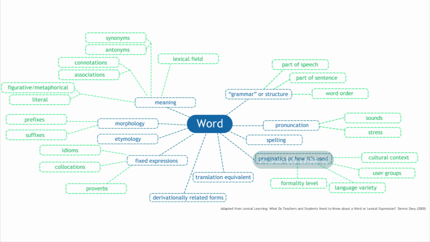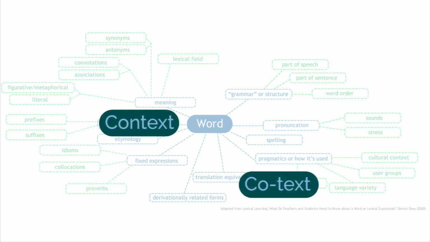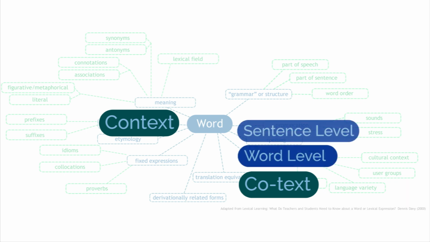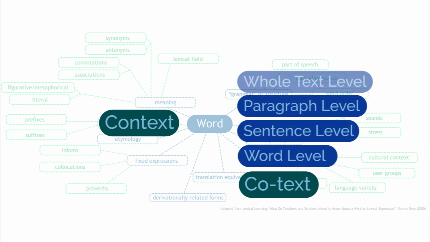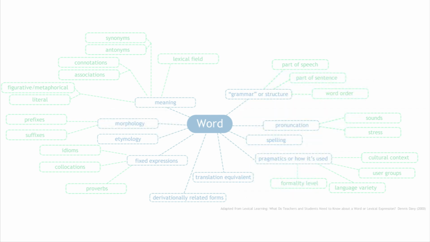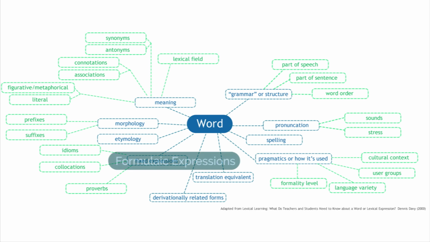Words don't stand alone, and when we teach a language, we don't teach words out of context. Context and cotext is very important: the sentence, the paragraph, the whole text around this new language. We also have many formulaic expressions in English. And how is this new word used in that sense? What are the different collocations of this word? What do we associate this word with?